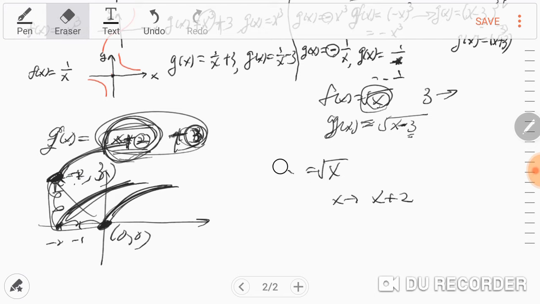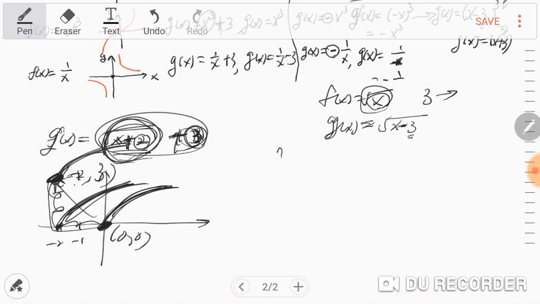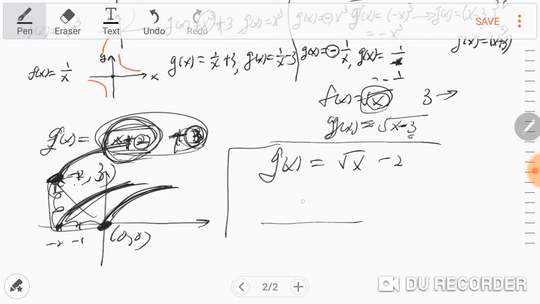Okay, try another one. Let's say g of x is equal to square root of x minus 2. Okay, then we know the graph of square root of x. Then we are subtracting 2 from this graph. So shift this graph 2 units down, 1, 2. So this is the graph of this function.